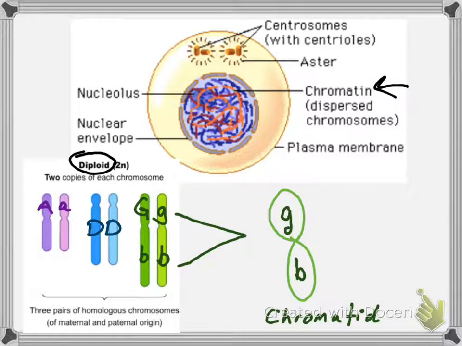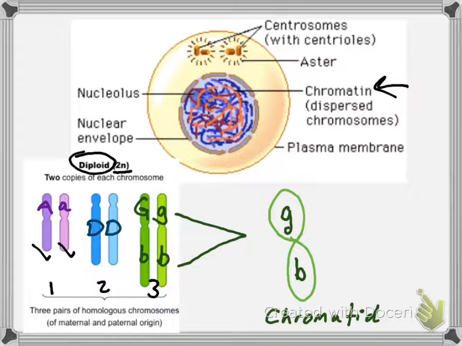Now, our cells are what we call diploid. That means that we have 2 copies of every chromosome. In this image, there are 3 chromosomes, 1, 2, 3. And since we have 2 copies of each, 1 from a biological mom and 1 from a biological dad, we say that they are 2N.